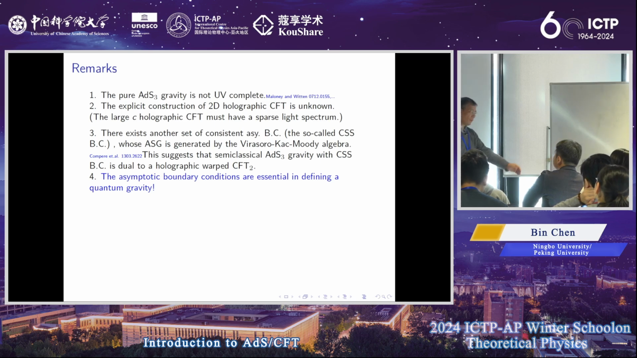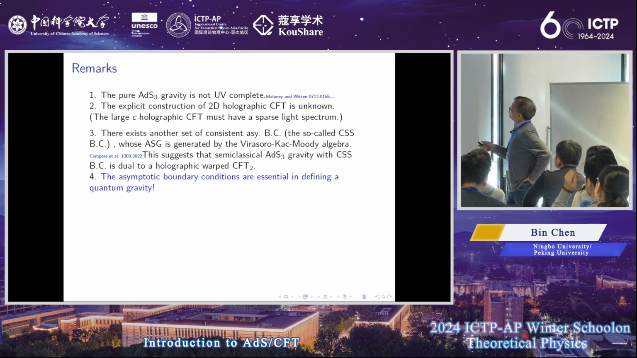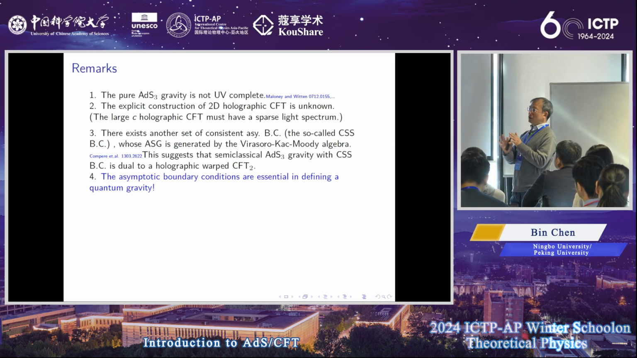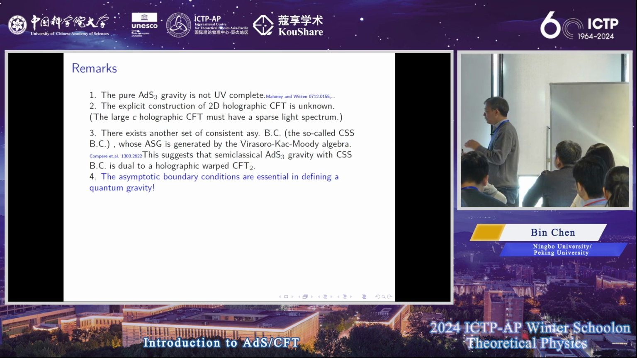Yeah, okay. So I think your question relates to the first question. Pure AdS gravity is not UV complete, but semi-classically, that means you can truncate your UV theory to a semi-classical gravity, pure AdS pure gravity. And on the field theory side, you have this two-dimensional CFT. But that's not all.